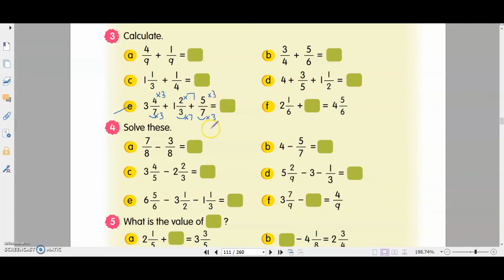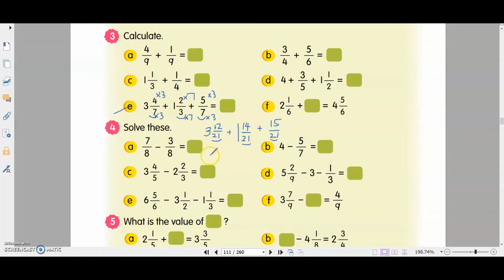So now the new fraction will be 3, 7 times 3, 21. The top is 12. Plus the second fraction 1. The round number is not affected. You just copy the round number. 3 times 7, 21. 2 times 7, 14. And then the third fraction 7 times 3, 21. 5 times 3, 15. Okay, so now you see all the bottom numbers are the same.